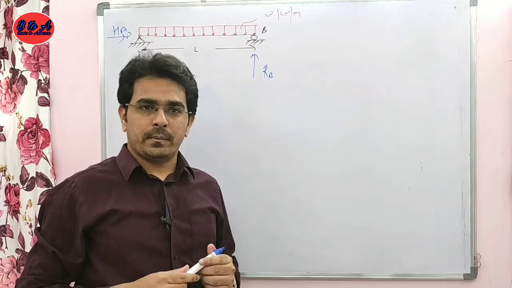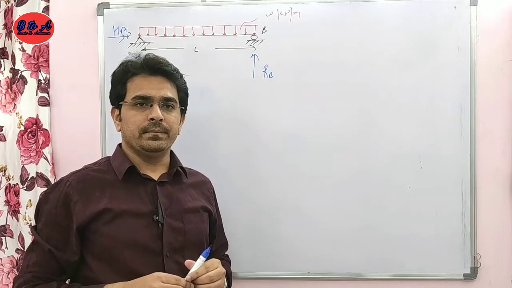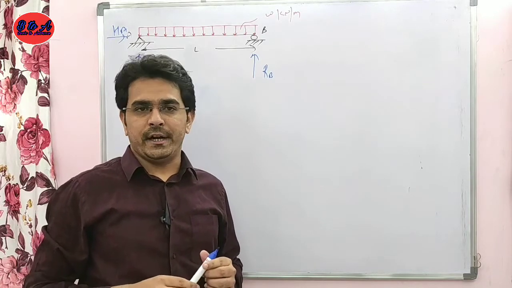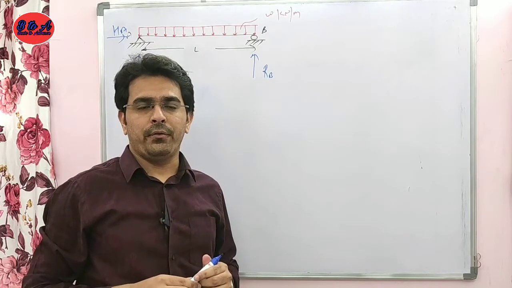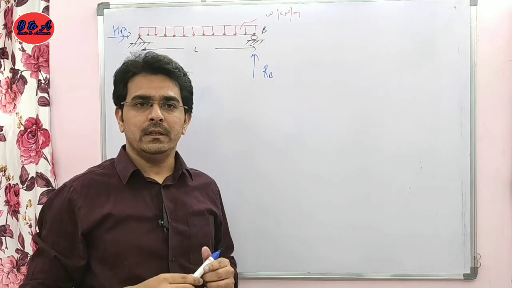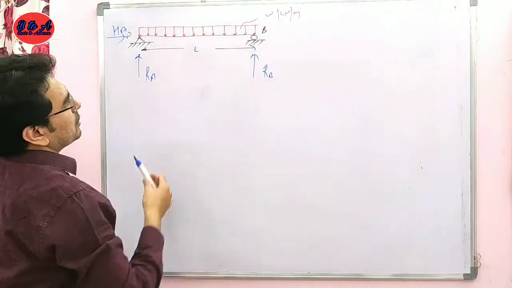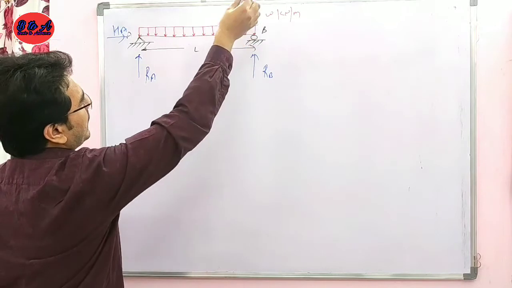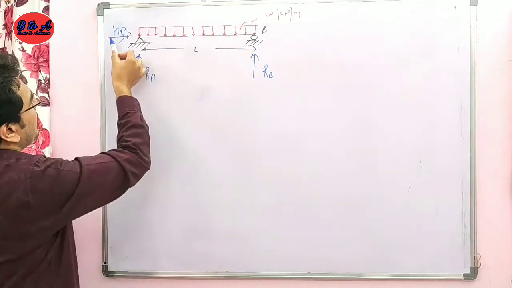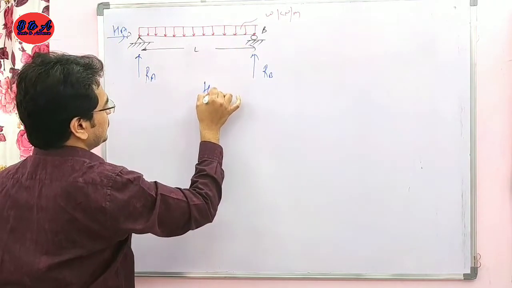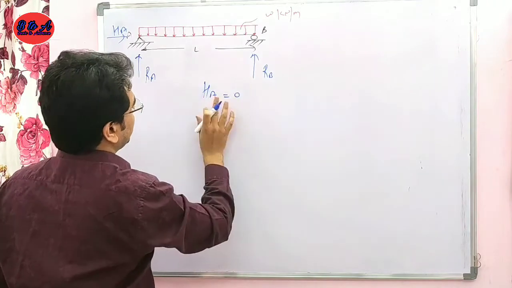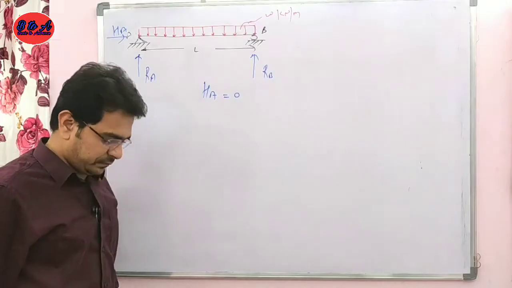Previous numerical को solve करने के बाद हमने एक conclusion निकाला था. If the load is acting in the vertical direction, then the value of horizontal reaction will be 0. So in this case also, the load is acting in the vertically downward direction. It means the value of HA is equal to 0. So our first reaction is 0, that is the HA is equal to 0.